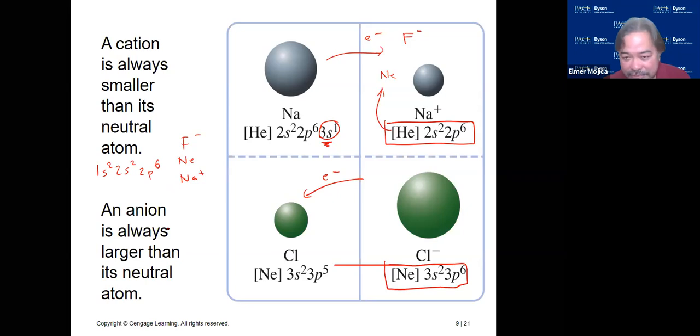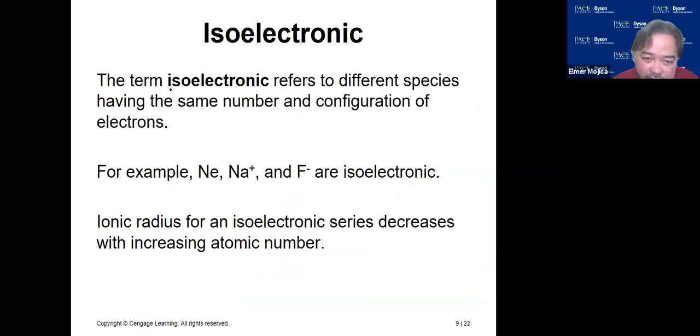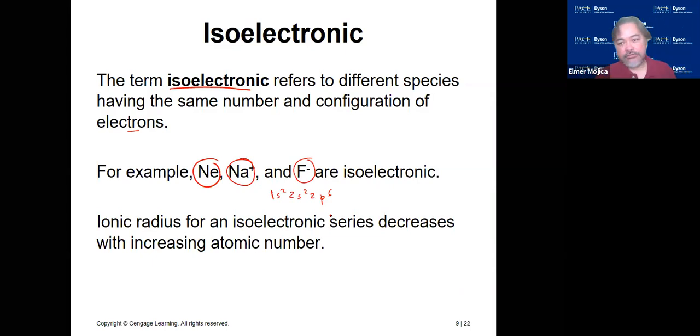So if elements and ions have the same electron configuration, the term that we use there is isoelectronic. When they are isoelectronic, it refers to different species having the same number and configuration of electrons. So Ne, Na plus, and F minus are isoelectronic. Why? Because all of them have this configuration. Now, what does this mean?